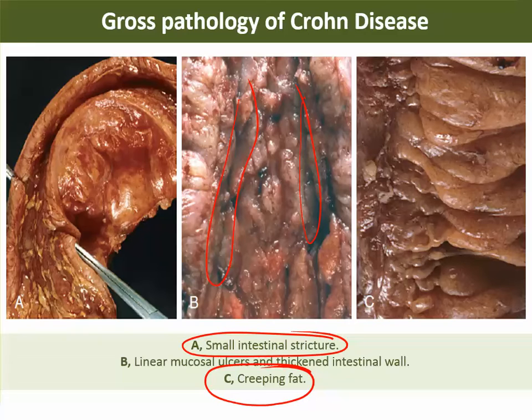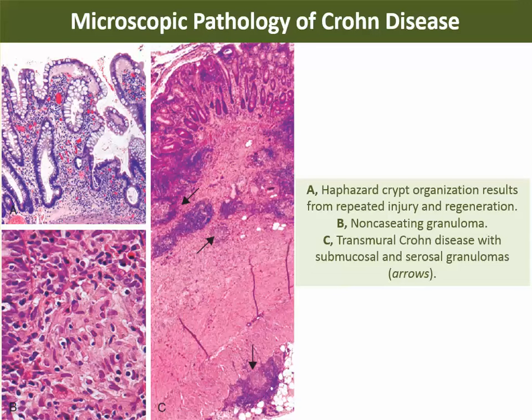This is characteristically seen. It can be seen in ulcerative colitis also, but it is more commonly seen in Crohn's disease. Now I said it produces caseating granuloma, sorry, it produces non-caseating granuloma, and that is a difference between tuberculosis and Crohn's disease. Even in the ileum you can get tuberculosis infection. In tuberculosis it produces caseating granuloma.